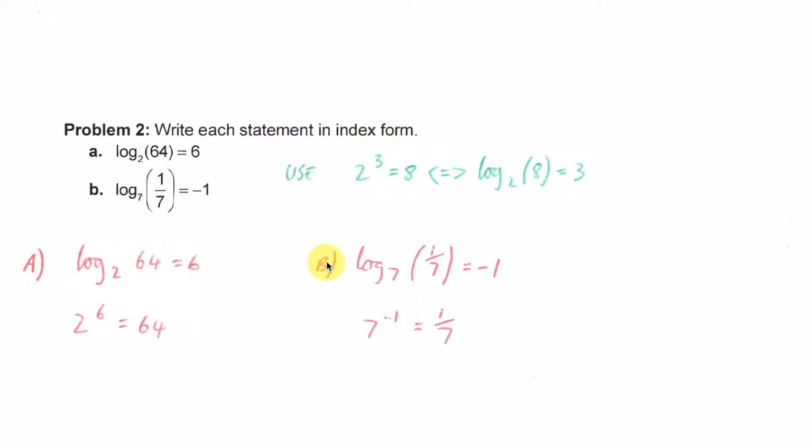Same thing here for B. Log base 7 of 1/7 equals negative 1. My base is 7. I raise it to the power of negative 1, and it will equal 1/7.